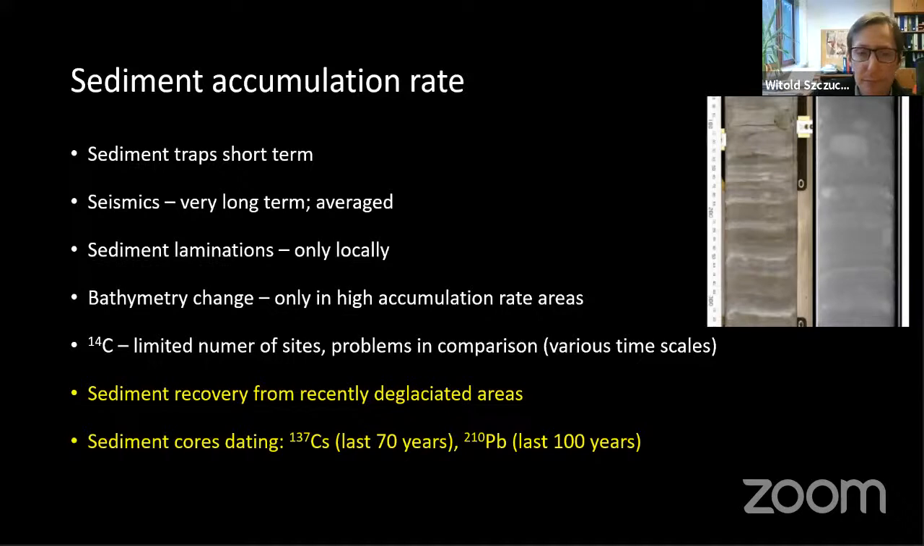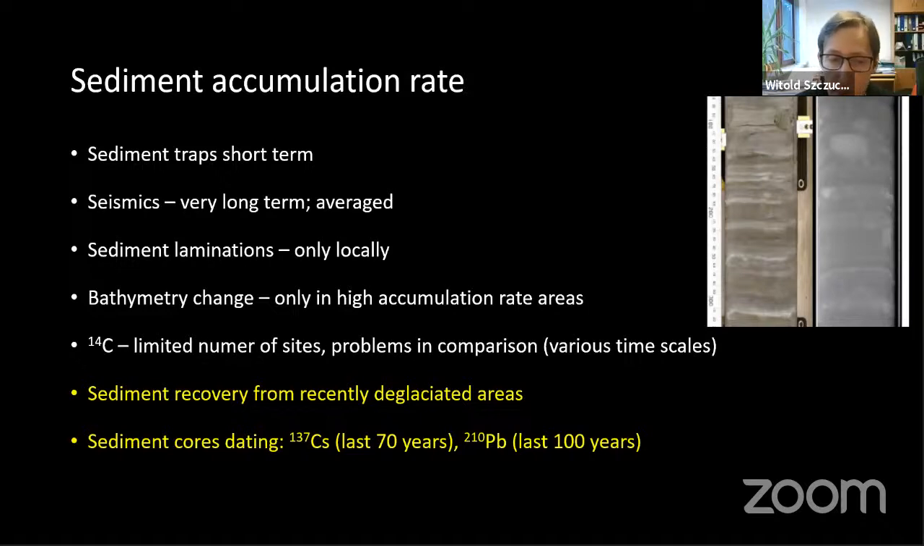Dating with C14 may be very useful, but we have a limited number of sites with sediment cores which are dated with C14, as usually there are sites which are used for paleoceanographic analysis. And it is a bit of a problem to compare them because we got various timescales each time. So to have a kind of comparable data set, the best source of information which I use in this presentation is dating with short-lived radionuclides, lead-210 and cesium-137, which cover more or less the same time period in a time frame.